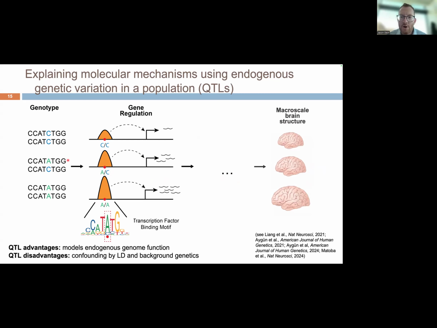We can measure how genetic variation affects gene expression in a study design called an expression quantitative trait locus study, or eQTL study, where we get a population of individuals who are genotyped and measure their expression.